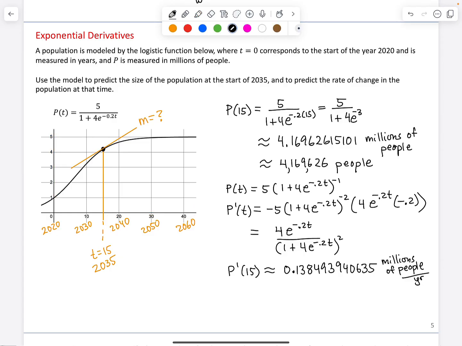Now, if I want to get people per year, I simply have to move the decimal 6 spots and then round to the nearest person, giving me approximately 138,494 people per year as the rate of growth at the start of 2035. All right, and this concludes our lecture on exponential derivatives.